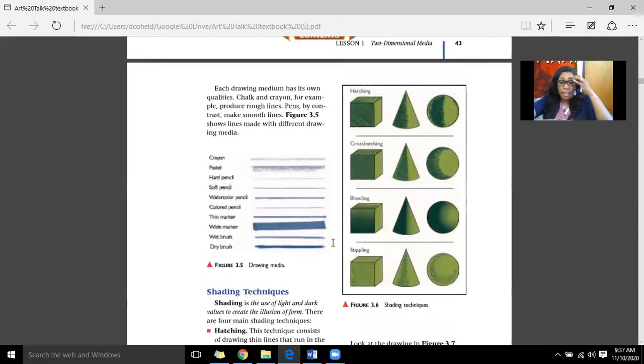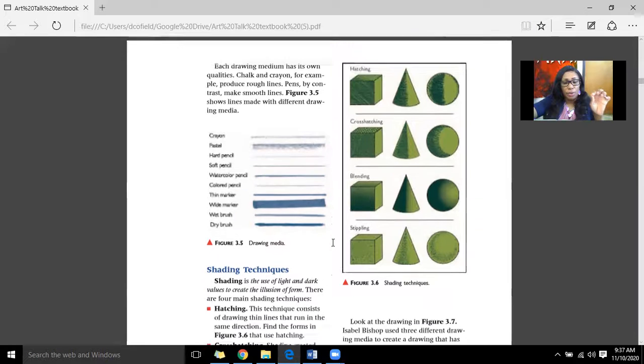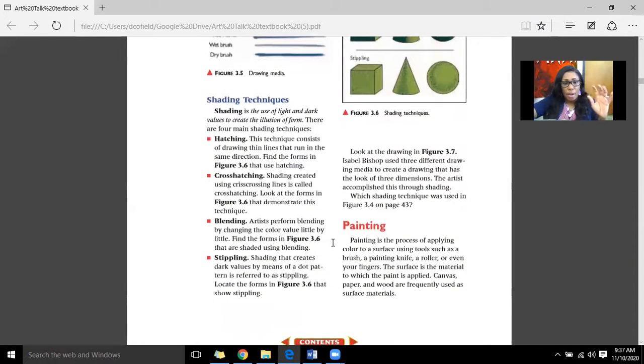Hatching is when you basically shade using lines that go straight, parallel. Cross hatching is crisscross lines. Blending is when you fade out from dark to light, and stippling is when you use dots. Okay. So those are the shading techniques. Those are 4 basic shading techniques that you do need to know for your exam as well. So the 4 basic shading techniques are hatching, cross hatching, blending, and stippling.